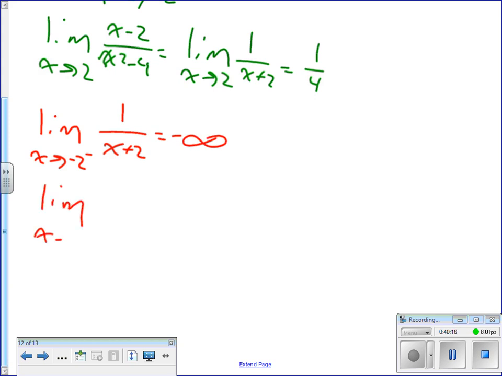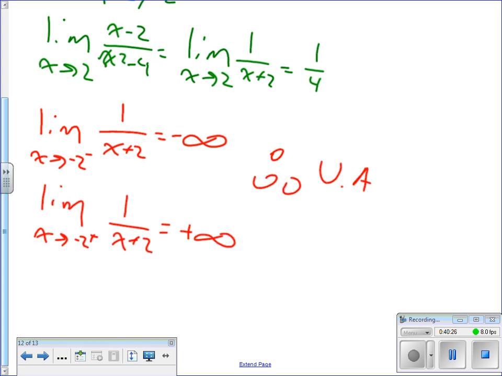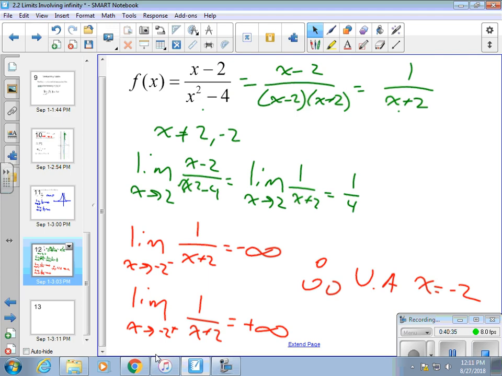The limit as x approaches -2 from the right of 1 over x plus 2 would be positive infinity. Therefore, I have a vertical asymptote at x equals -2. Now, before you run out the door, hang on just a second. Hang on.